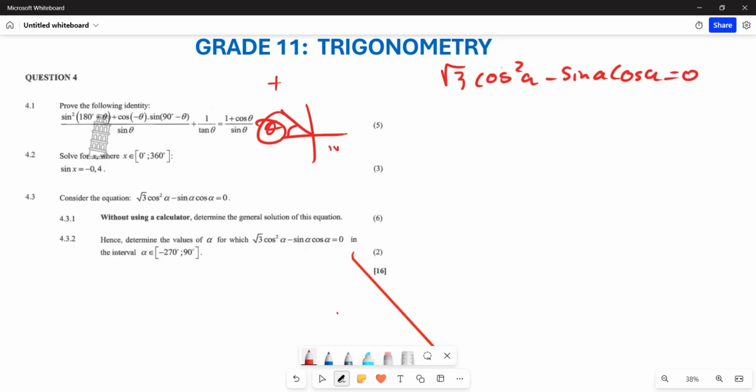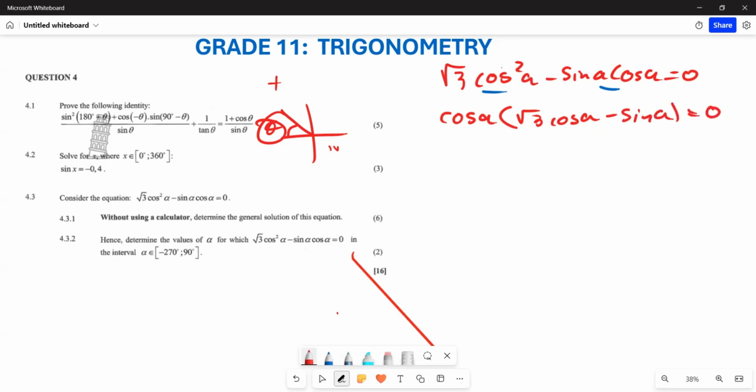Now, what is the first thing that you're going to do? This is two terms, because remember that terms can only be separated by plus or minus, right? So between these two terms, you can take out the common factor. Can you see that cos is common here and cos here, right? So when you take out cos of A, you're going to be left with root 3 cos of A. Remember, the squared meant two of them. Subtract sine of A is equal to 0.